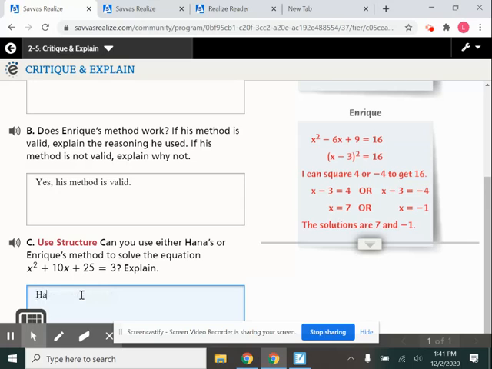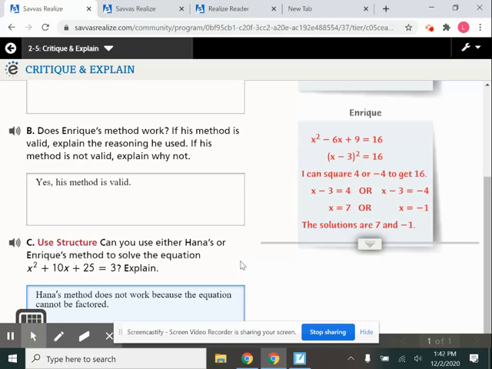Hannah's method does not work because the equation cannot be factored. So anytime you have a situation like this, you're not going to be able to solve through factoring. You're going to need Enrique's method, and we're going to be using completing the square with that. He actually has the square root property tied in with this, and we will do an example where it's already set up so you can factor the one side and then take the square roots.